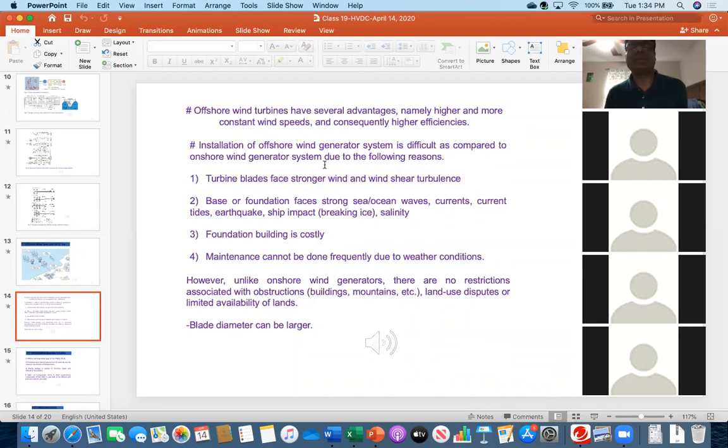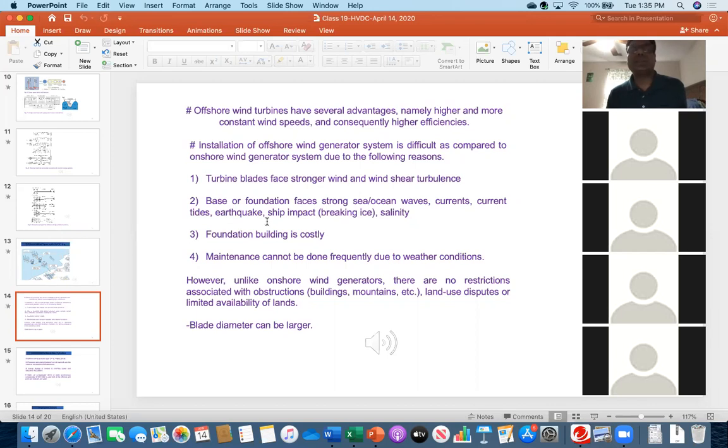However, installation of an offshore wind generator system is difficult compared to an onshore system for various reasons. First of all, turbine blades face stronger wind and wind shear turbulence, because of the huge size of the turbine blades. One blade is going at higher speed, another at somewhat lower speed. In that way there is huge wind shear turbulence, and they face stronger wind. They can capture more energy, that is true, but they have to struggle a lot.